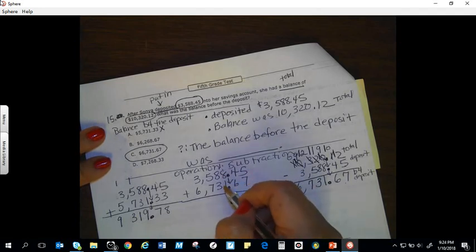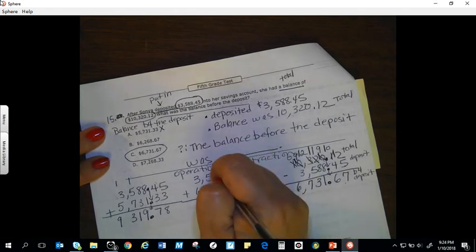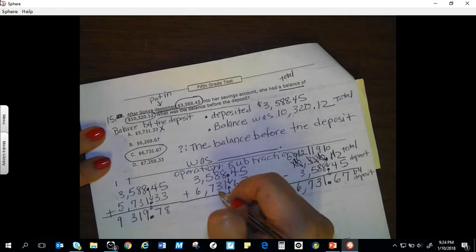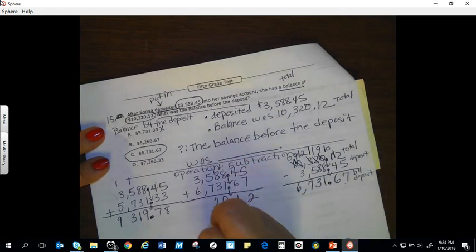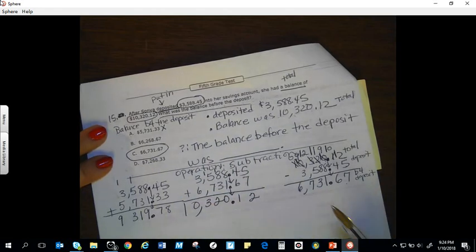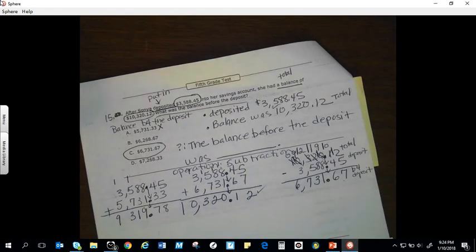8 plus 1 is 9, plus 1 is 10. I'm going to carry my 1 here. 8, 9, 10, 11, 12. Carry my 1. 5 plus 1 is 6. 6 plus 7 is 13. Carry my 1. 6, 7, 8, 9, and 10. I'll put my comma after every third place value, and you can see that my answer matches there.